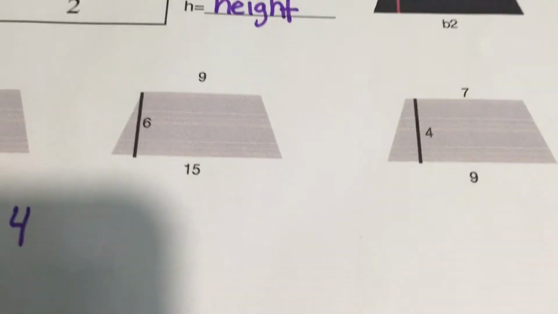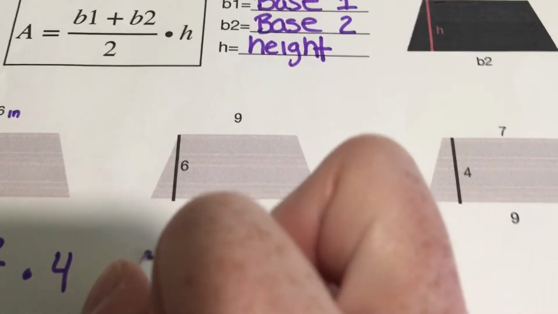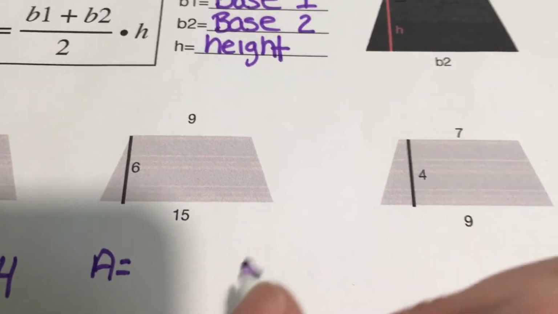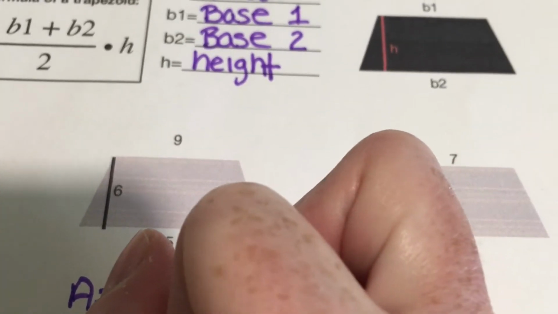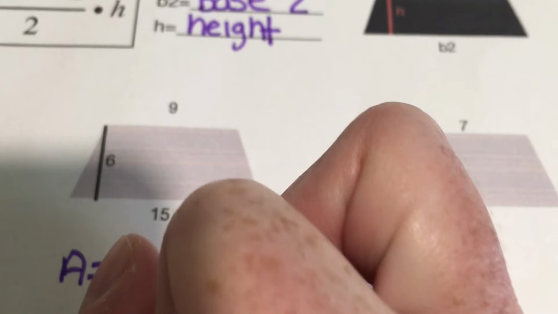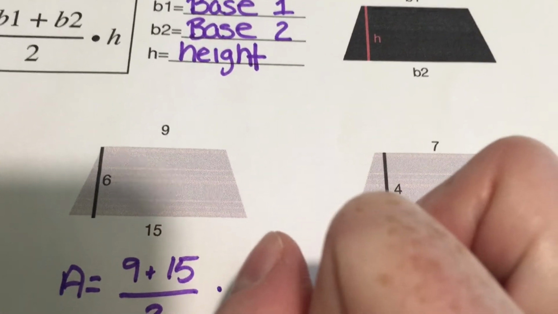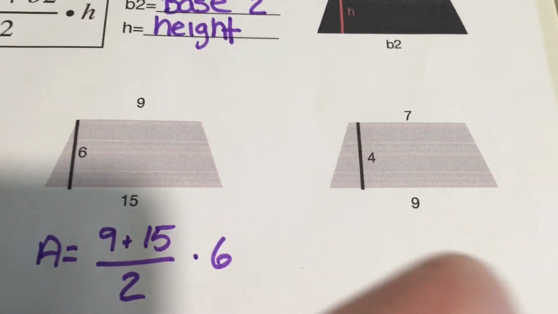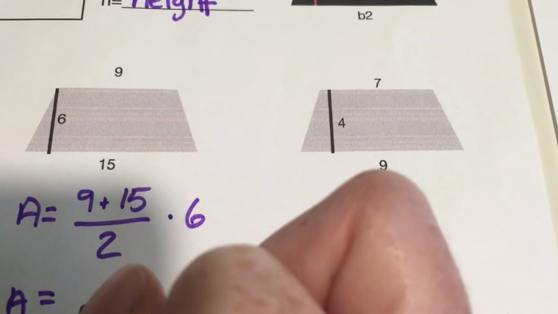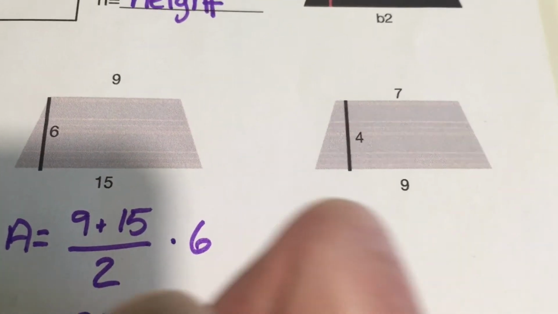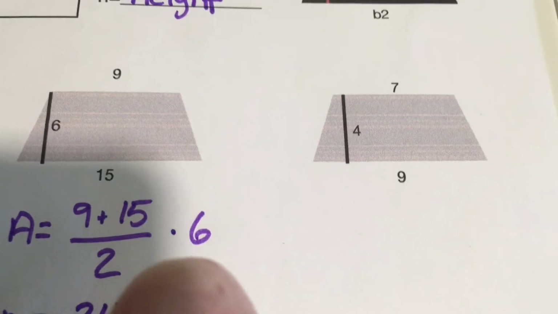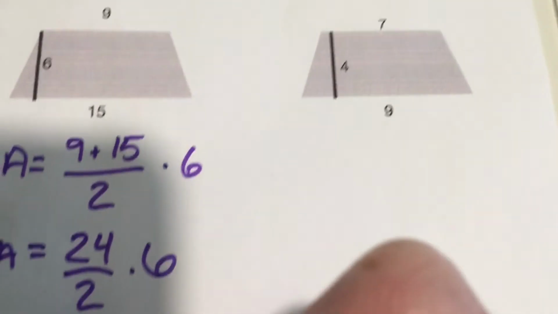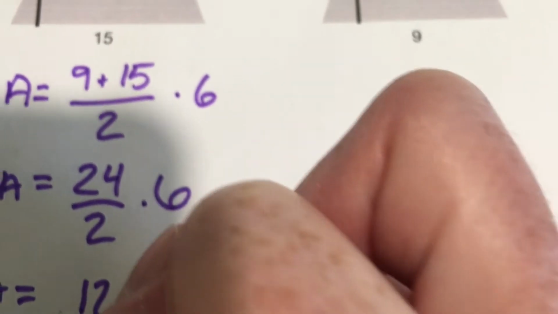All right, for the next one, we have area is equal to base 1, which is 9, plus 15, which is base 2, divided by 2, times our height, which is 6. So our area is equal to 9 plus 15 is 24 over 2 times 6. Area is equal to 24 divided by 2 is 12, times 6, and then we know our area is equal to 72.